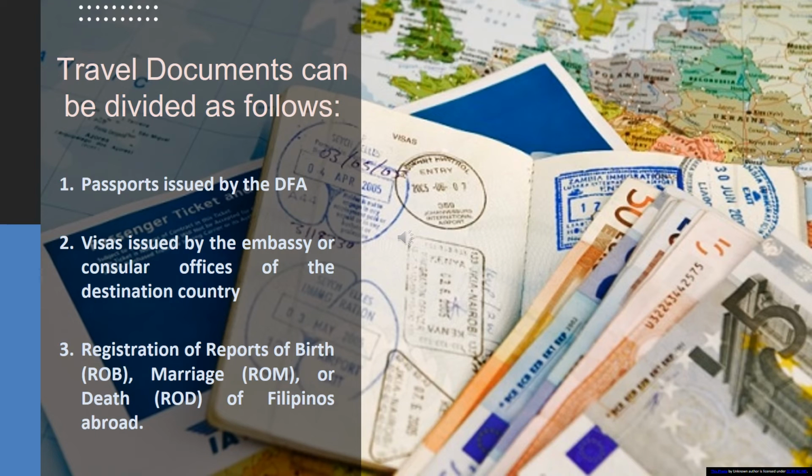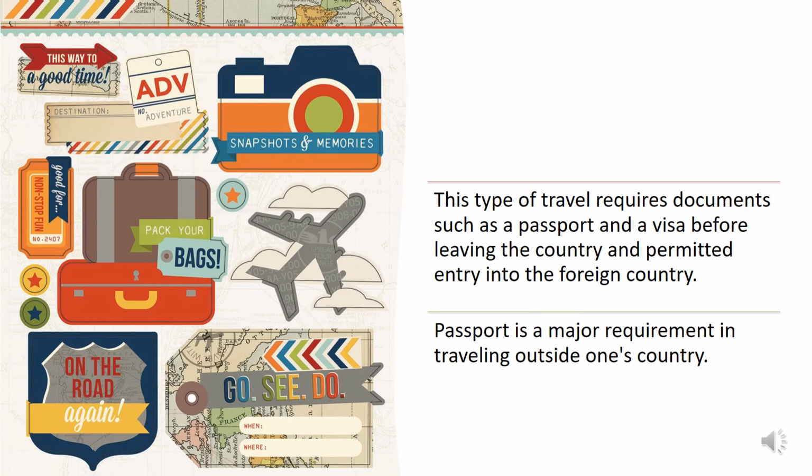Tourists engaged in international tourism are residents visiting places outside their home country. This type of travel requires documents such as a passport and a visa before leaving the country and being permitted entry into the foreign country. A passport is a major requirement in traveling outside one's country. It is an official and legal document issued by the government to its citizens.